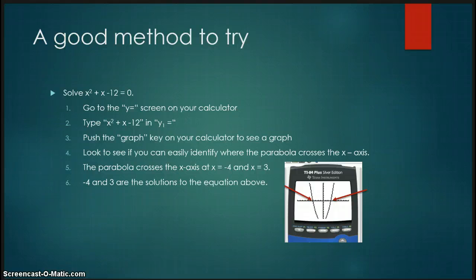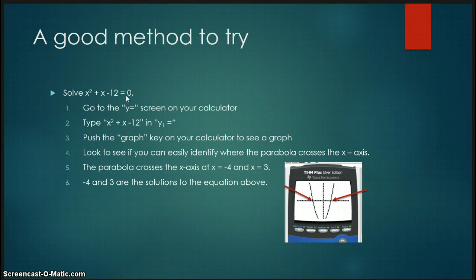Of course, it's not always that easy. Sometimes you're given a quadratic equation and you still need to solve. We're always looking for quadratic equations that are set equal to 0. Once we know they're set equal to 0, we go to the y equals screen in our calculator and we enter the equation as we see it.